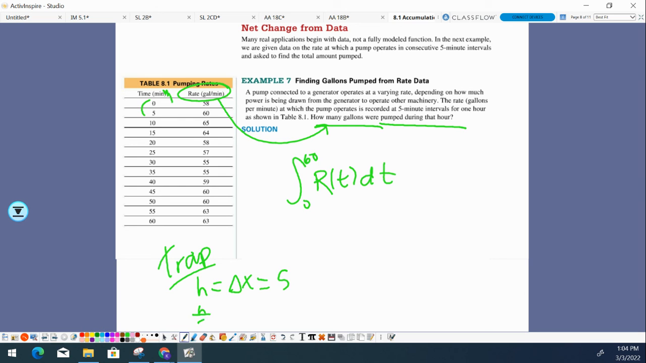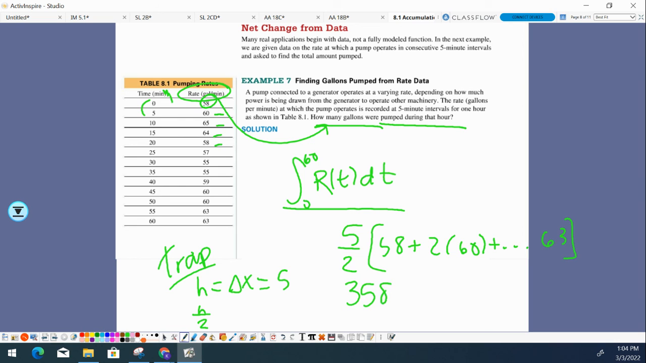So the trapezoidal rule, we use h over 2. So in order to estimate this integral, I'm going to use h over 2. Then I need one of the first. I'm going to double each middle. So 2 times 60, and so on. And then I only use one of the last and plug all of that in. And we get 3,582.5 gallons. And that's the final answer.